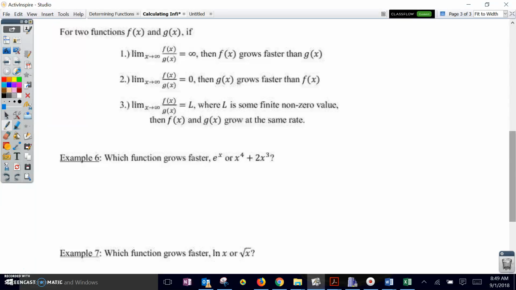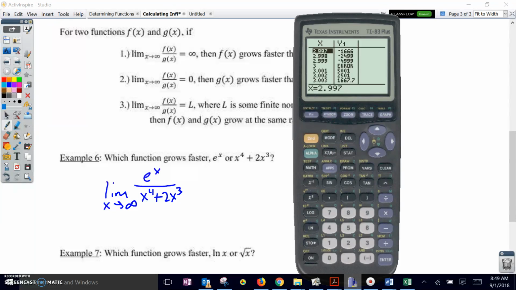Which function grows faster, e to the x or x to the 4th plus 2x cubed? In order to determine that, I'm going to find the limit as x goes to infinity of the ratio of these two functions. And so I'm going to do that numerically. We've got e to the x over the quantity x to the 4th plus 2x to the 3rd. And now I'm going to set up my table to ask, because I want to put in bigger and bigger values for my x value.